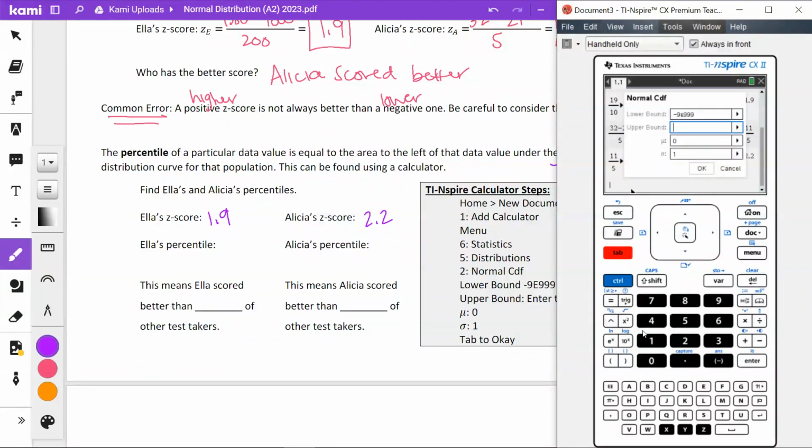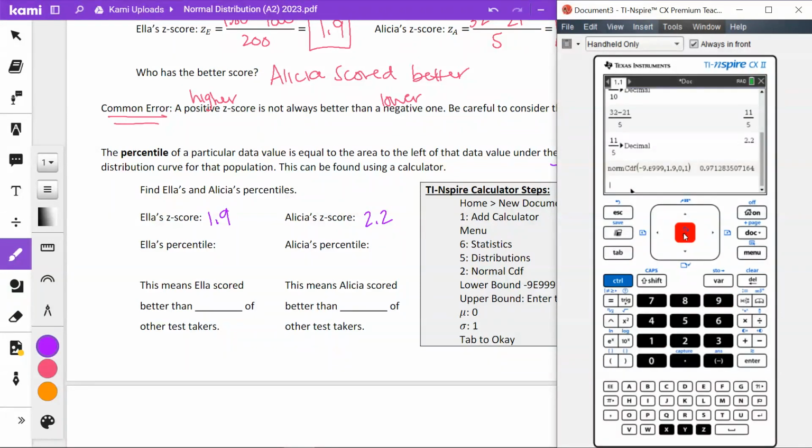Let's do Ella's first, the 1.9. Tab, and OK. The only thing we entered was the upper bound for Ella's score, 1.9. Hit enter, and there we have 0.97. Let's just round it to the hundredths. 0.97 or 97% is Ella's percentile. Let's do it again for Alicia.